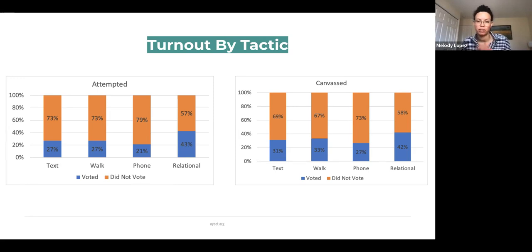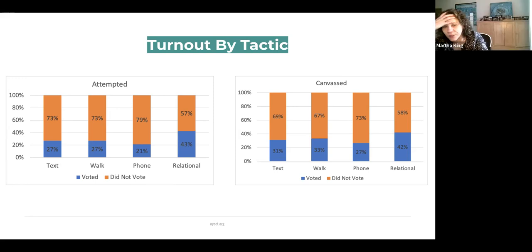So that's why I just wanted to make a little pit stop on that one, and zoom in on that a little bit more. Any questions about this in general, about what you see in terms of turnout by tactic?